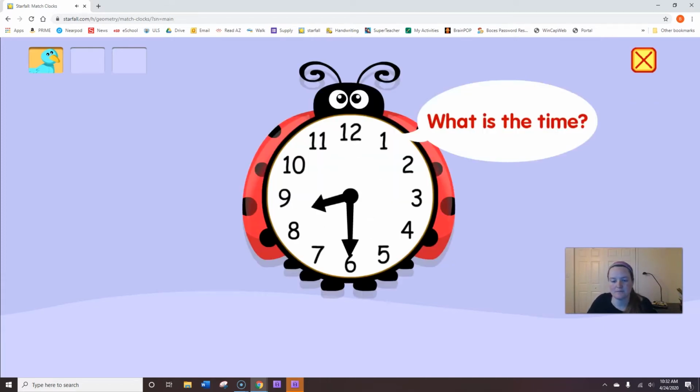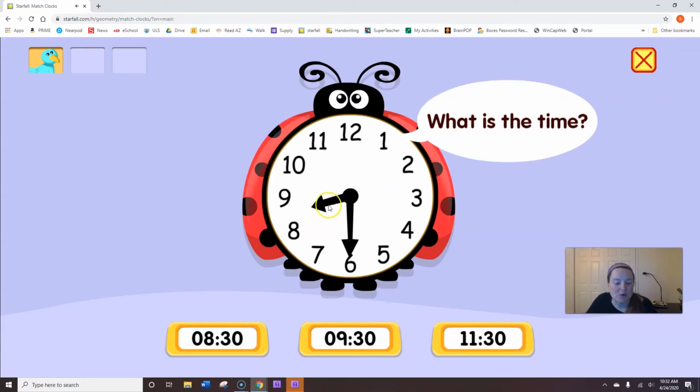What is the time? Okay, so we always start with our little hand. Our little hand is between the 8 and the 9, so it's not 9 yet. It's 8 something. So it could be 8:30, it's not 9:30, and it's not 11:30 because it's still in the area of 8. So now 8:30, let's check the minutes.